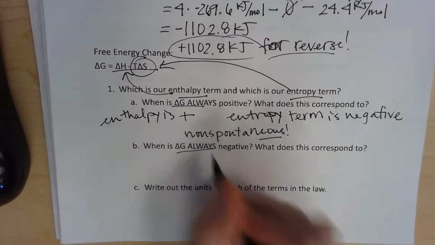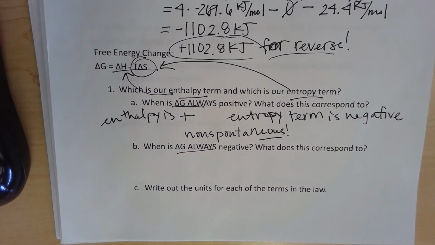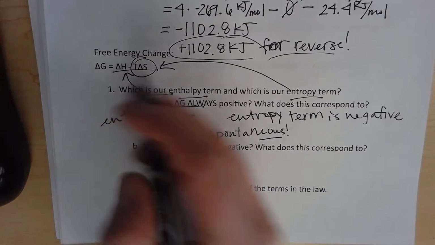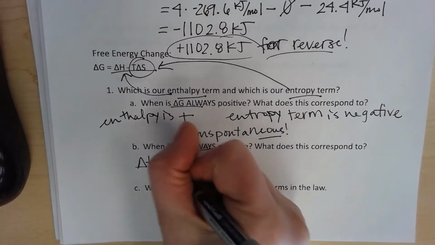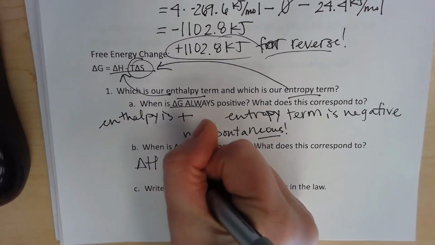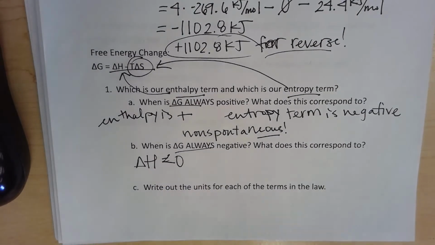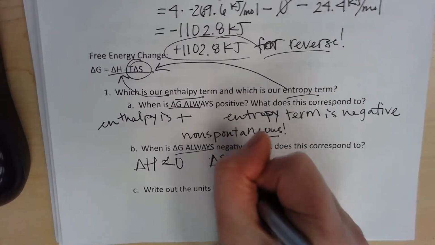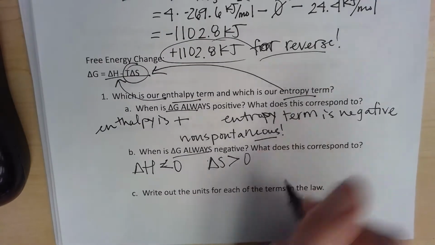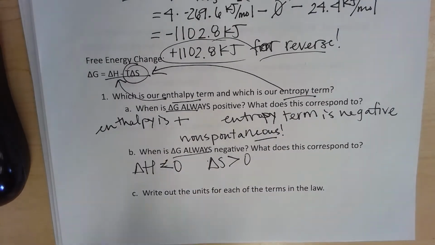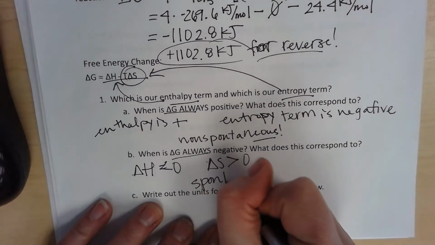Okay, when is delta G always negative? What is it going to take? Well, it's going to take enthalpy being less than 0. Enthalpy has to be negative, right? And then our entropy has to be positive so that we're subtracting a positive number. Okay, so that will make it always negative. That means it is spontaneous in that direction.